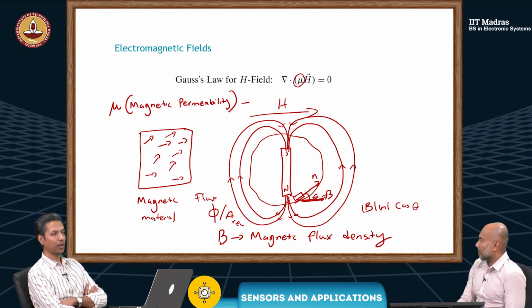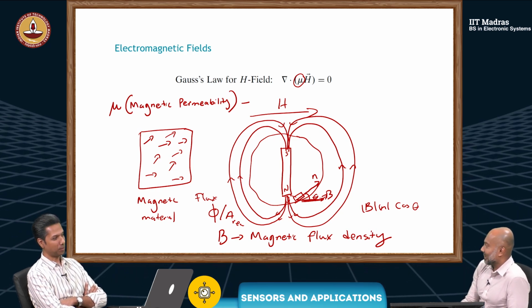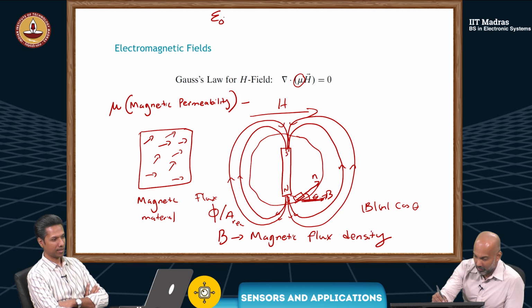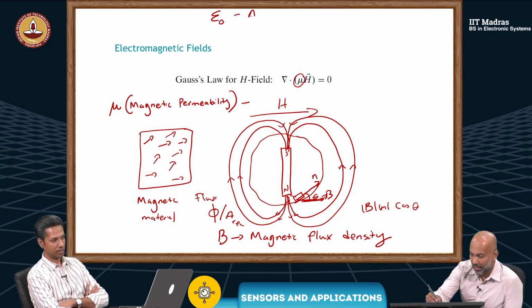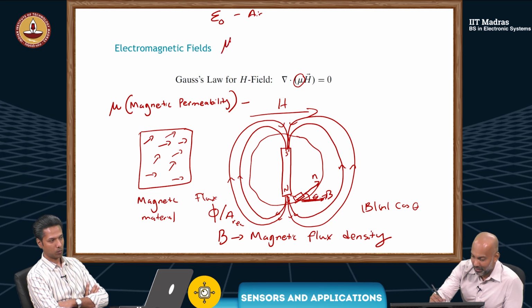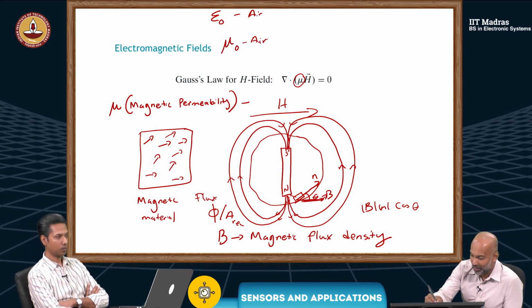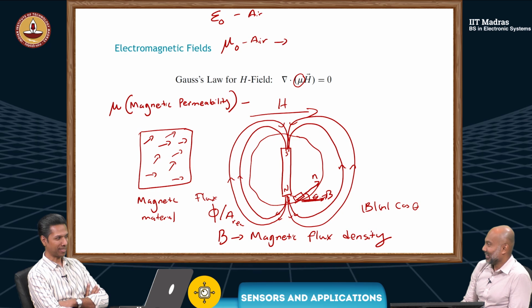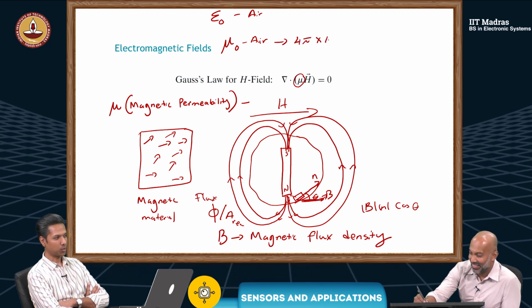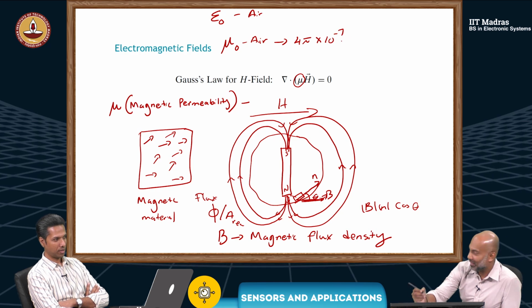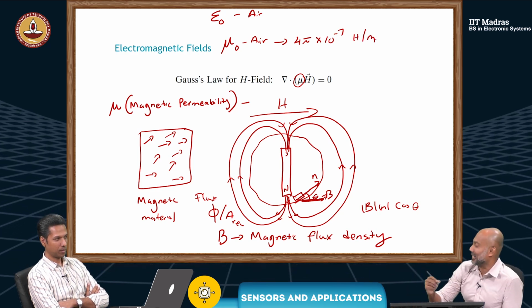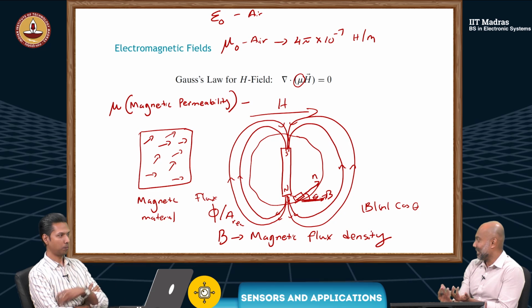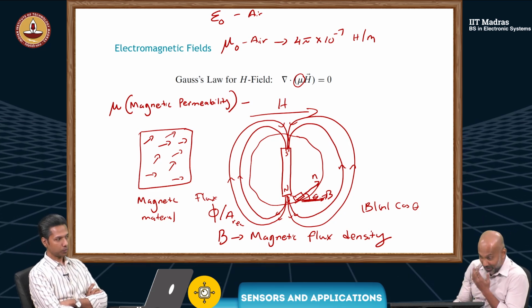Should we give some value for air, the mu? Again, mu 0. You talked about epsilon 0, right? Similarly, here you have mu 0 for air. You know the number. That is easy to remember: 4 pi into 10 power minus 7 Henry per meter. So you can see a lot of analogy between these two.